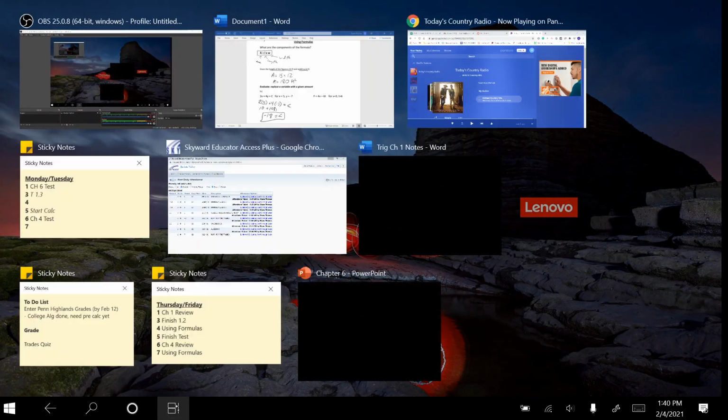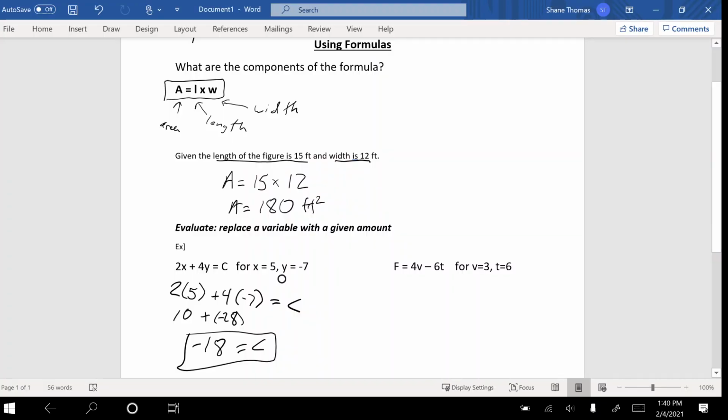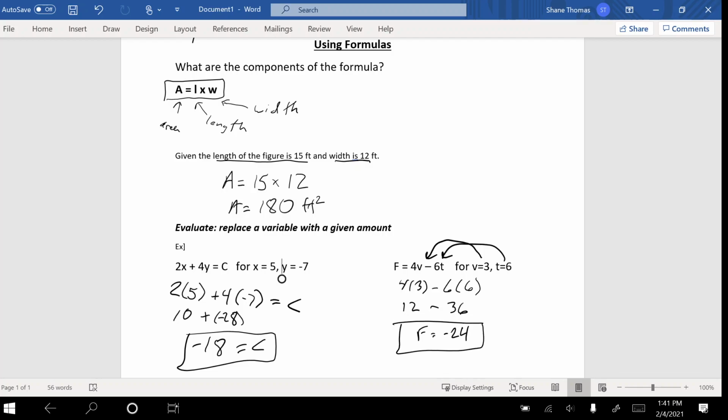All right, so for this one, we have to put a 3 in for V. We have to put a 6 in for T, right? So we do 4 times 3, and then minus 6 times 6. 4 times 3 is 12. Minus 6 times 6 is 36. 12 minus 36 is -24. That is correct. That looks good.